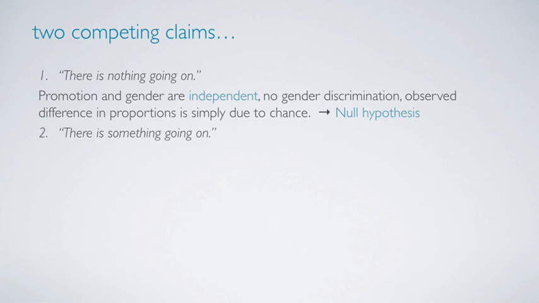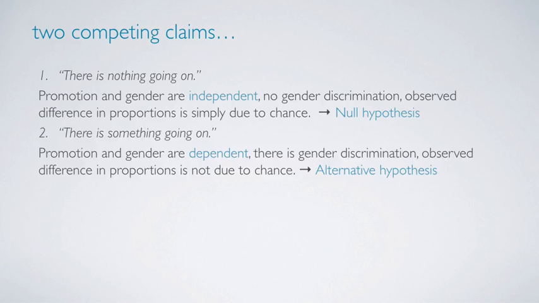The other possibility is that there is indeed something going on. In other words, promotion and gender are dependent, there is gender discrimination, and the observed difference in proportions, that's the difference in proportions of promotions between males and females, is not due to chance. That is what we call our alternative hypothesis.